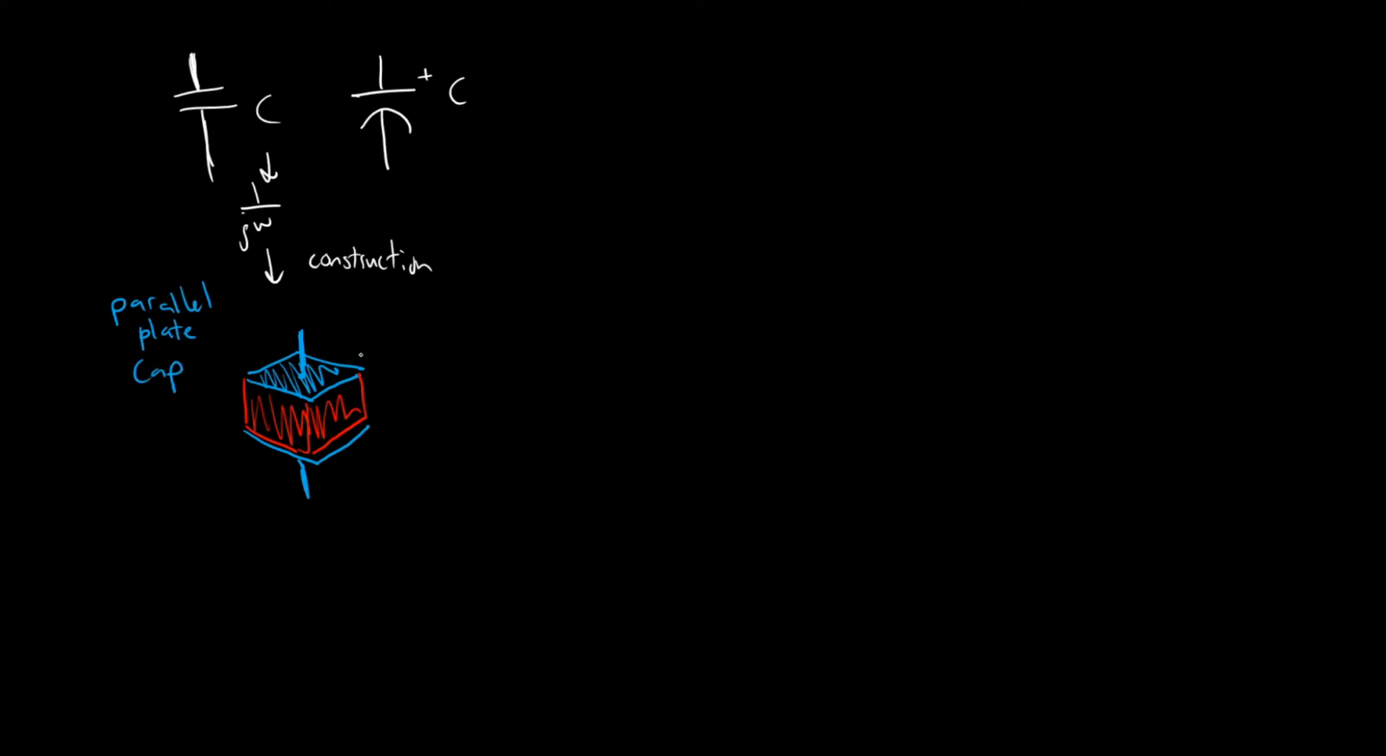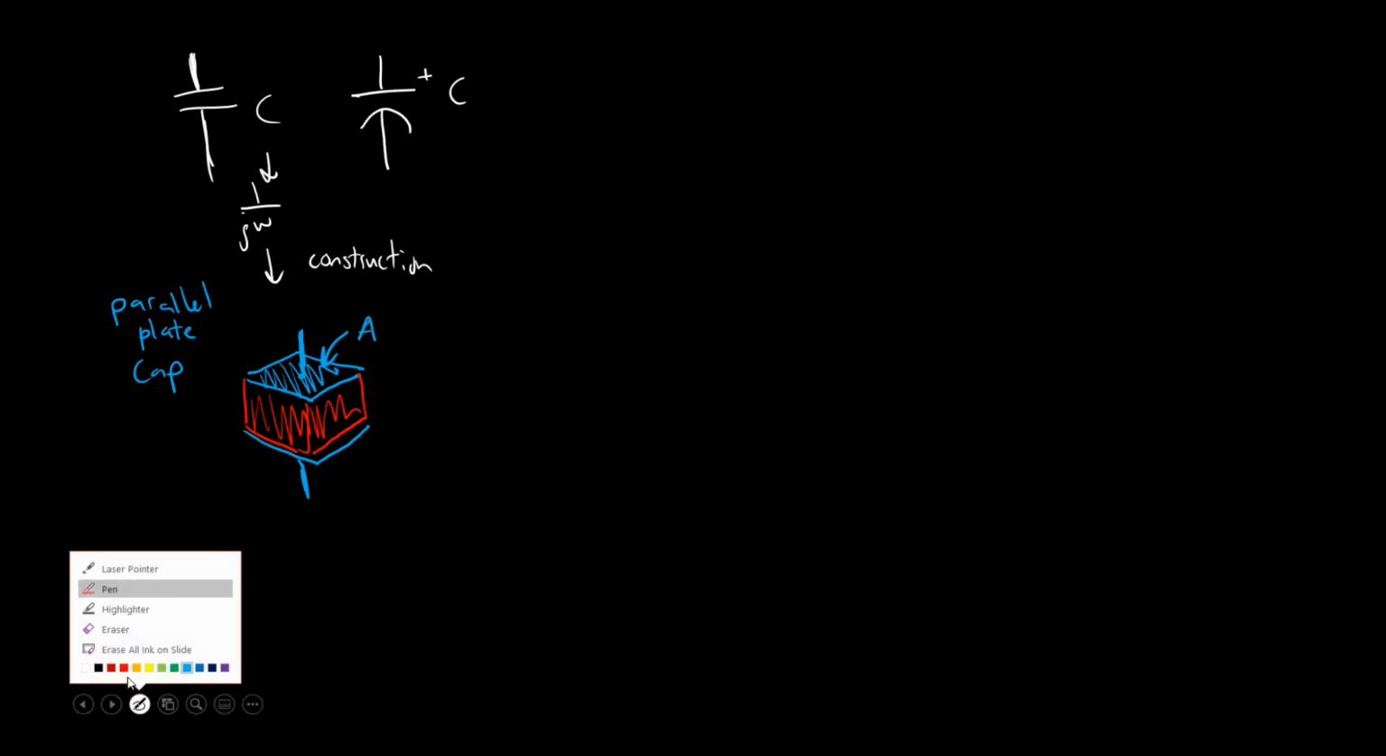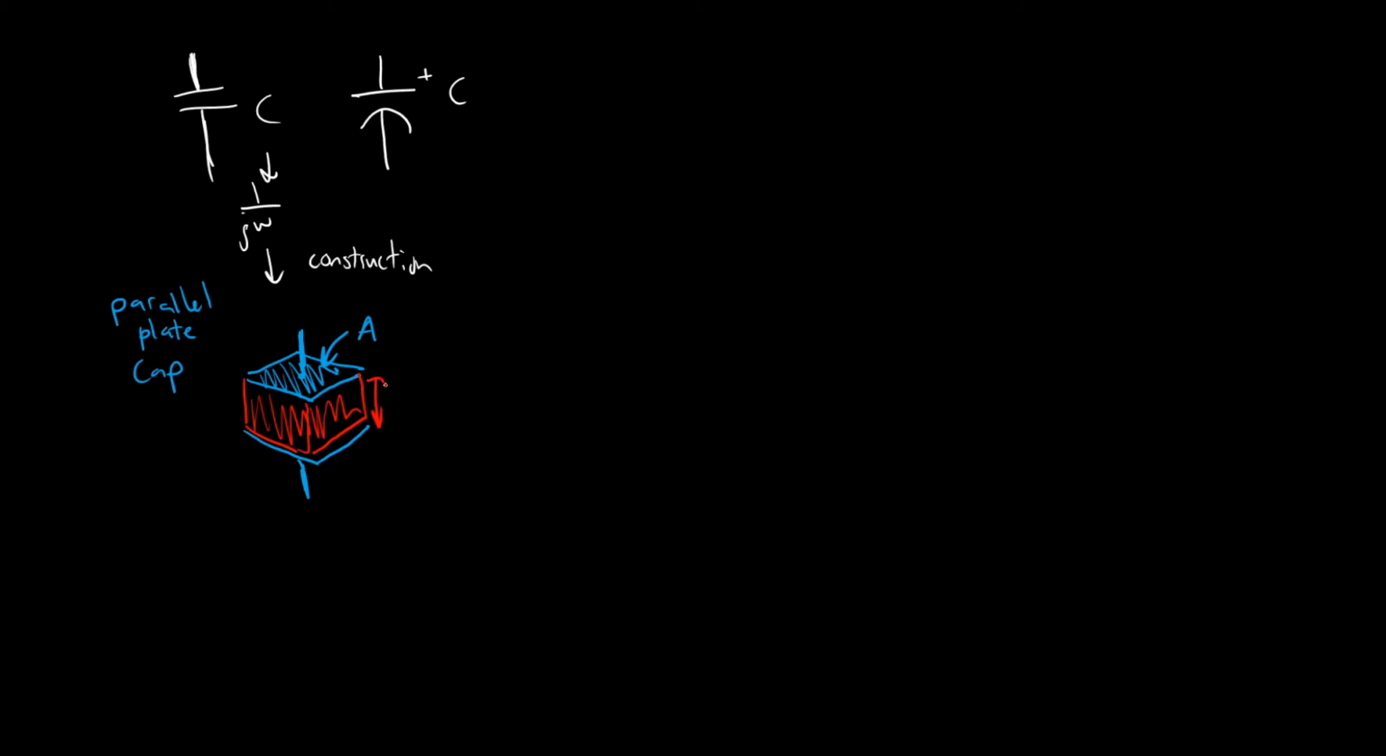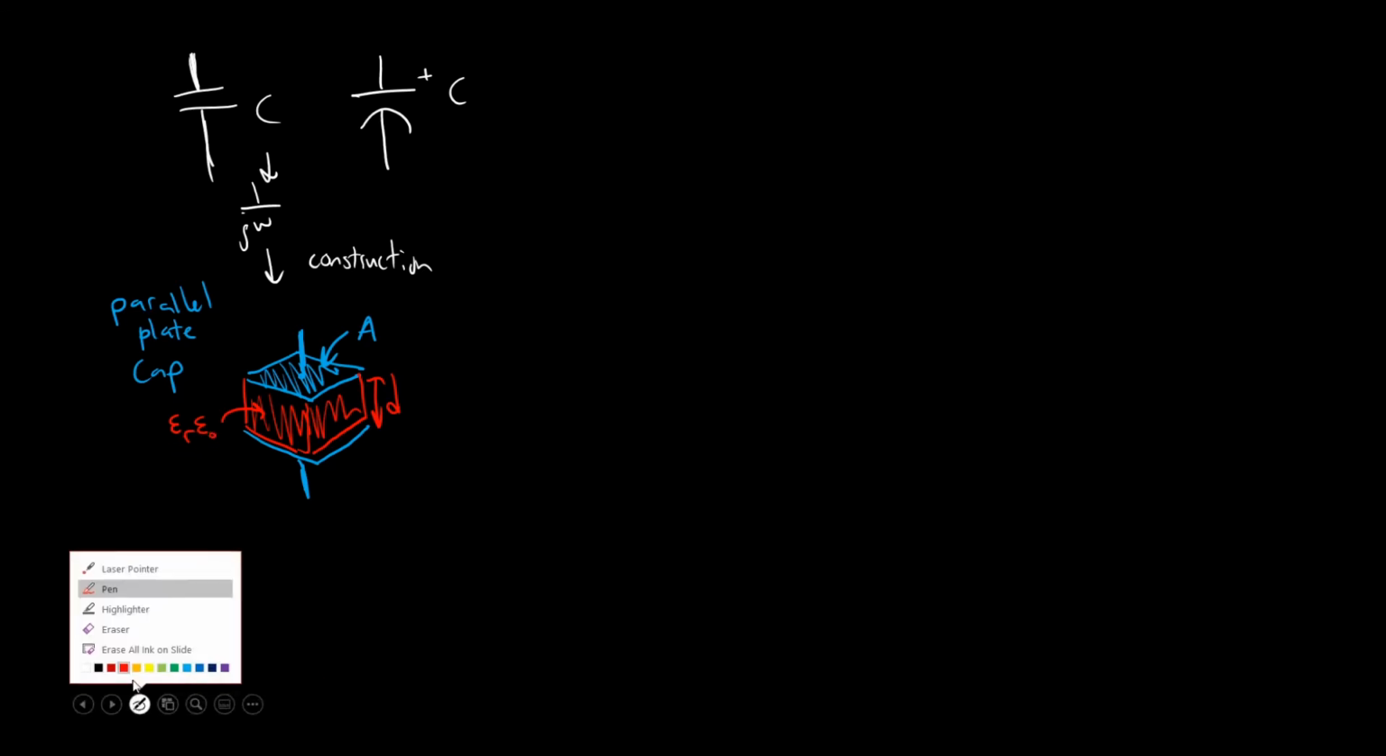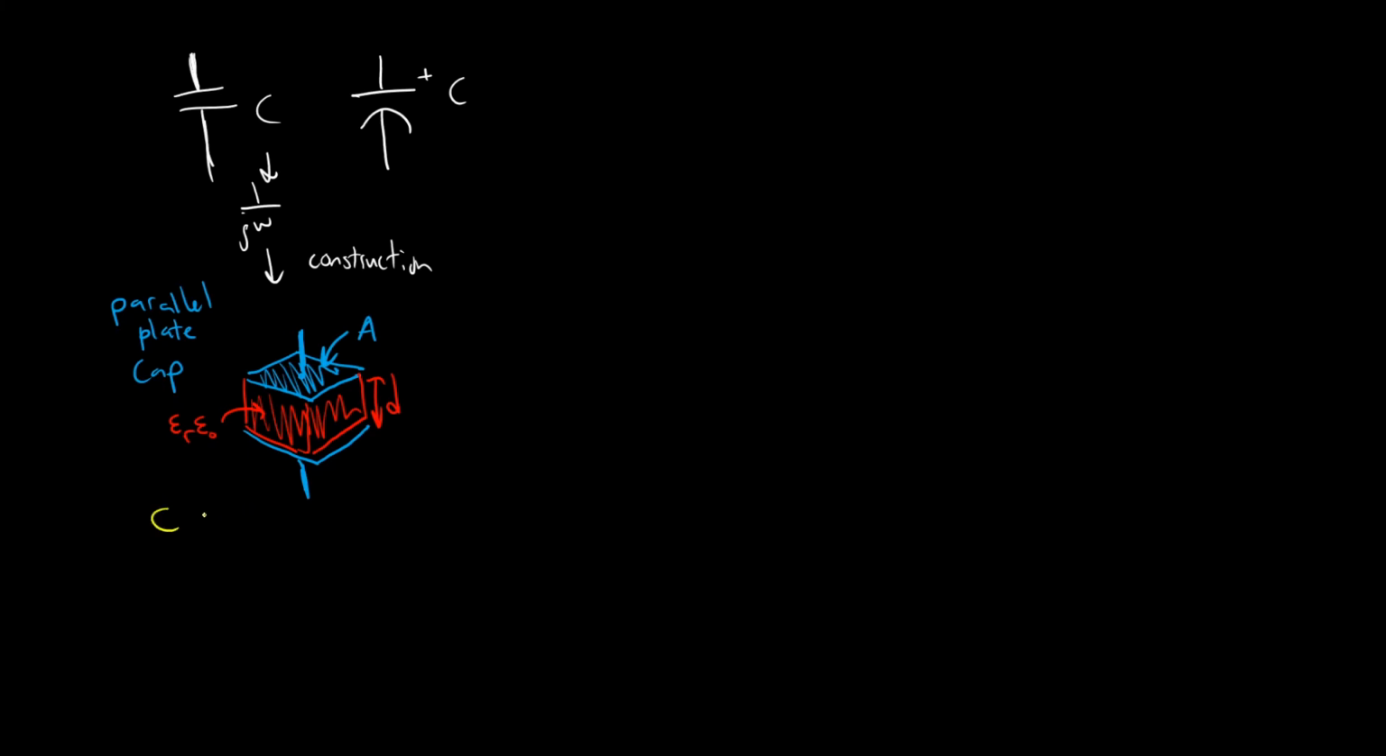And with this kind of construction, we're interested in basically three parameters. The first one is the area of the plates, A. The second is the distance between the plates, D. And the third is the permittivity of the material itself. In this case we write it with some relative permittivity times the free space permittivity. And it turns out that the final capacitance you get is equal to epsilon r epsilon naught A over D.